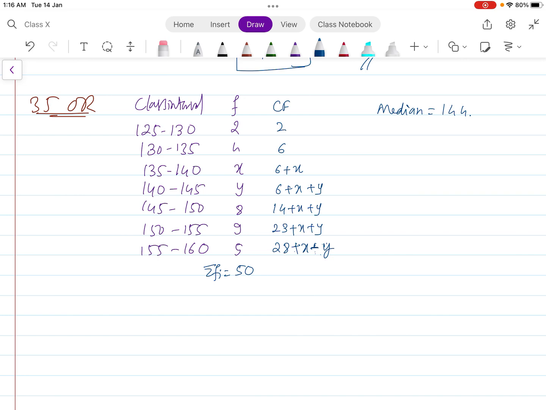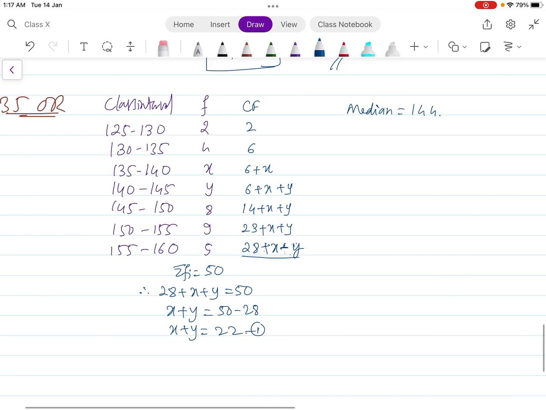Now summation of fi equals 50 they have given, so that summation of fi we have to write in the form of an expression. When you write all of this, what you are going to get is the same 28 plus x plus y. So therefore I will get 28 plus x plus y equals 50. So from this I can write x plus y equals 50 minus 28, which is 22. So x plus y equals 22. From here we can do substitution, by using this expression. So for the time being let us keep it as equation 1.